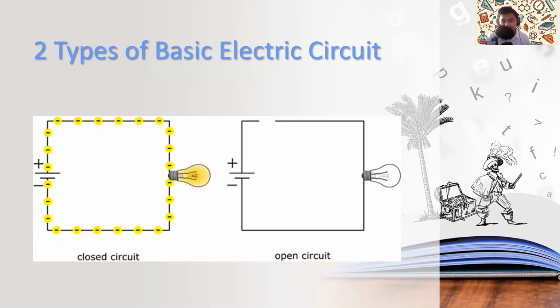And we have an open circuit, in which it's open. It's not complete yet. There can be no electricity because there's only one charge going around. For there to be electricity, there should be negative and positive.